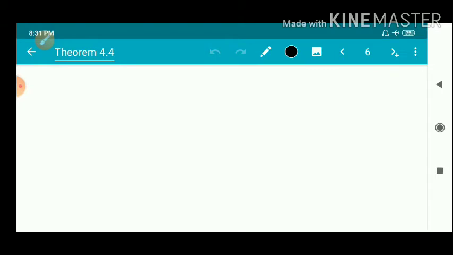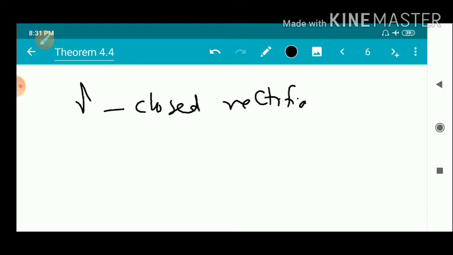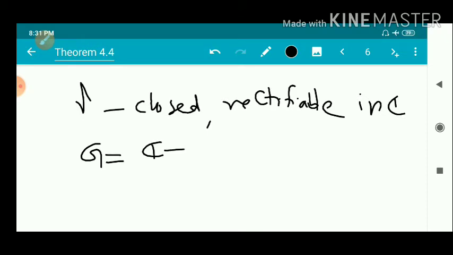So to prove this, we take a curve gamma which is closed and rectifiable, that is the length of gamma is finite, in C in the complex plane, and we take G to mean the complement of gamma, that is C minus gamma.